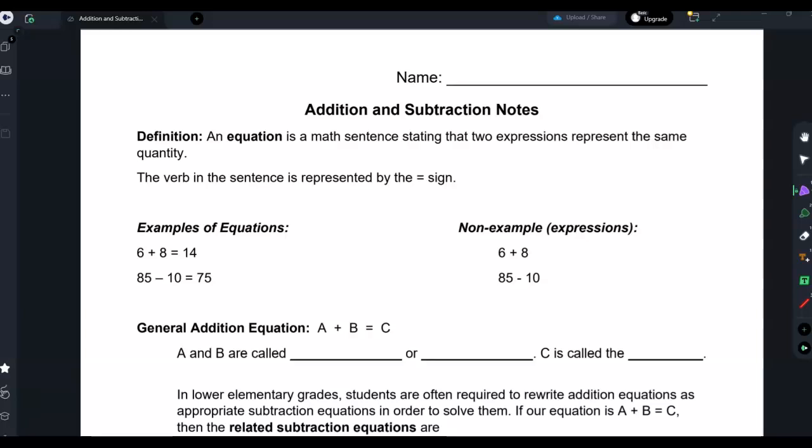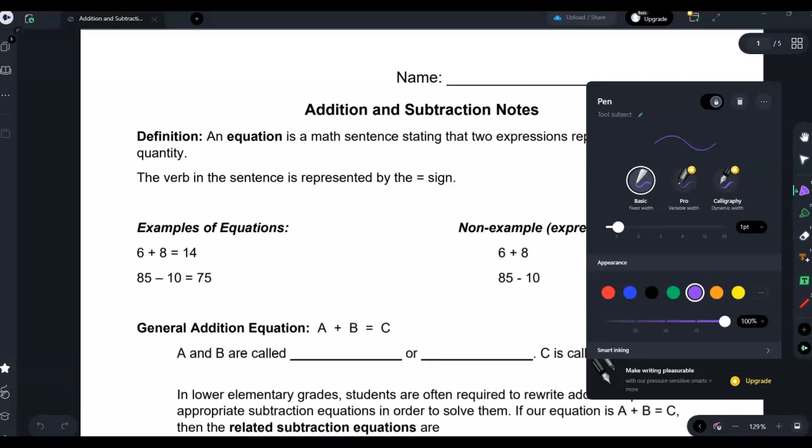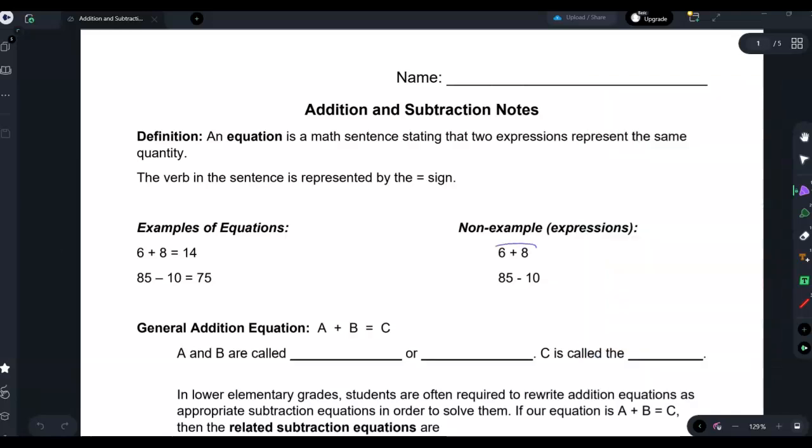So you want to be careful that you're not referring to an expression like 6 plus 8 or 85 minus 10 as an equation, right? We don't want to call things like that an equation because it's not. It doesn't have an equal sign. So if you don't have an equal sign, be careful that you call it something else like an expression, or just say it's a problem that we're working on.